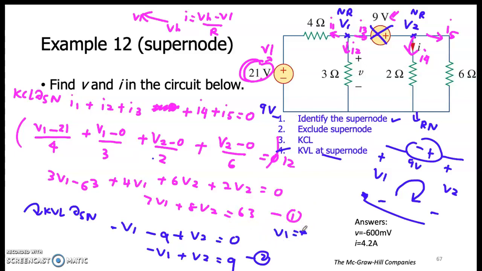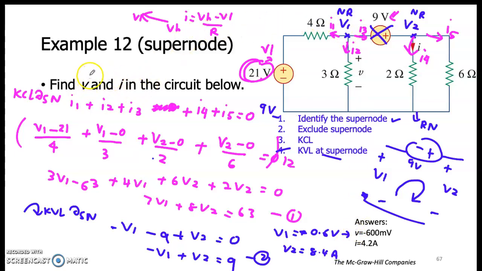So when you combine this equation using your calculator, you can get your V1 is equal to minus 0.6 volts, which is the same here. And your V2 is equal to 8.4. Okay, but you're not finished yet.